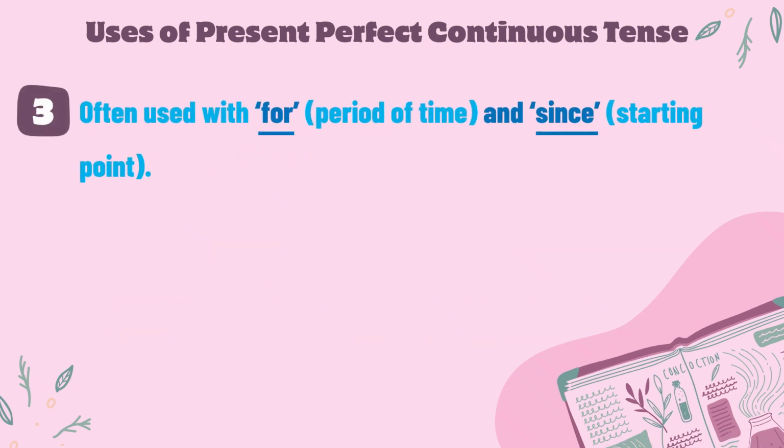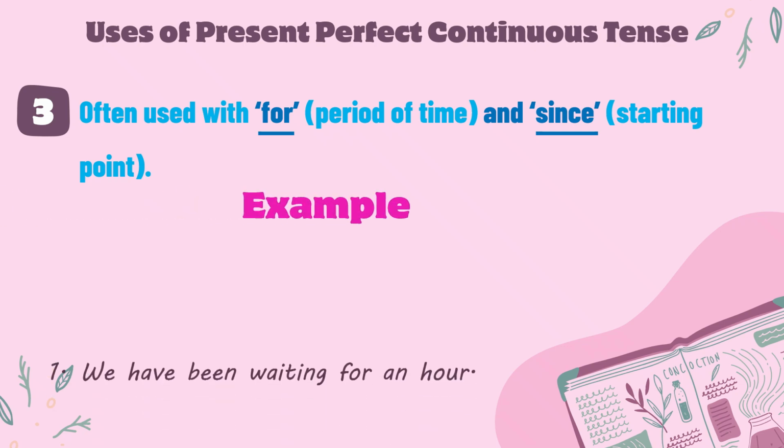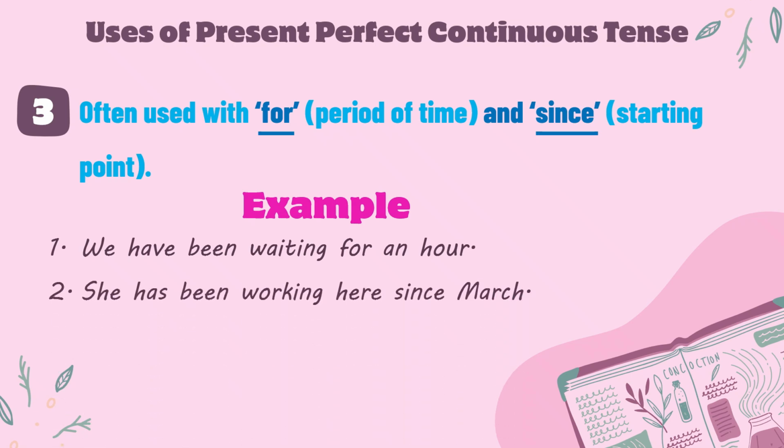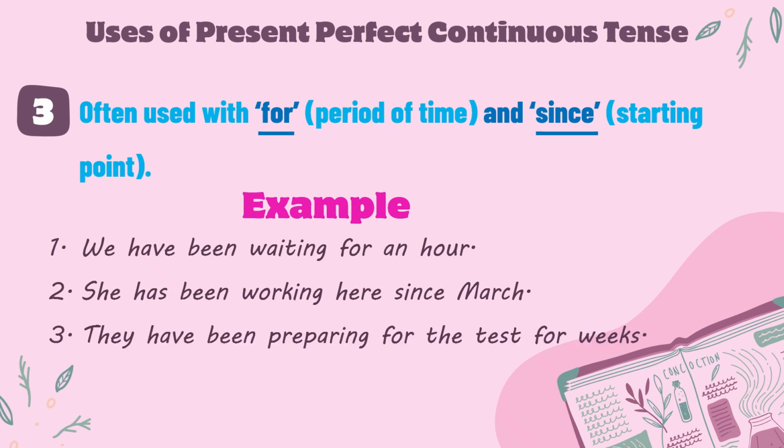It is often used with for, which indicates the period of time, and since, which shows the starting point only. For example, we have been waiting for an hour. In this sentence, the period of time is mentioned. She has been working here since March. In this sentence, only the starting time of work is mentioned, but we don't know how long she will work. They have been working for the test for weeks.